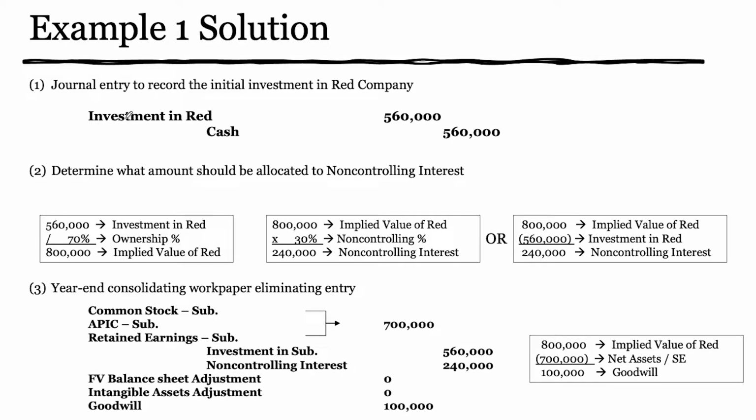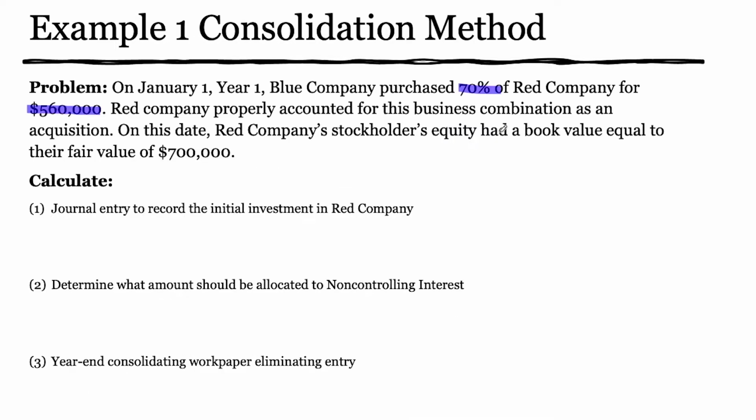So as we know, to record that initial investment, we would debit investment in Red of $560,000 and credit cash, since we purchased the investment for cash, of $560,000. Next, taking a look at determine what amount should be allocated to non-controlling interest. Basically, what we're going to want to do here is find the implied fair value of Red Company if Blue Company were to purchase 100% of Red Company.